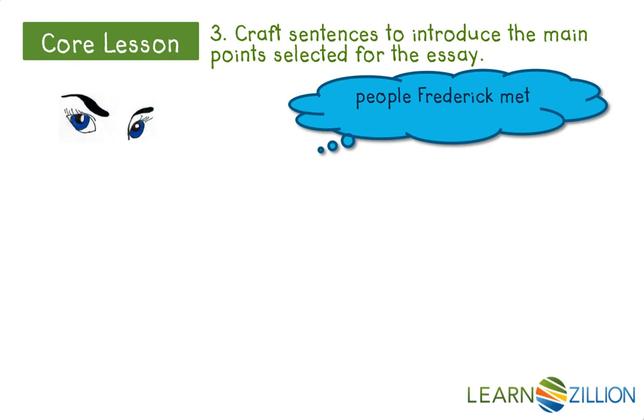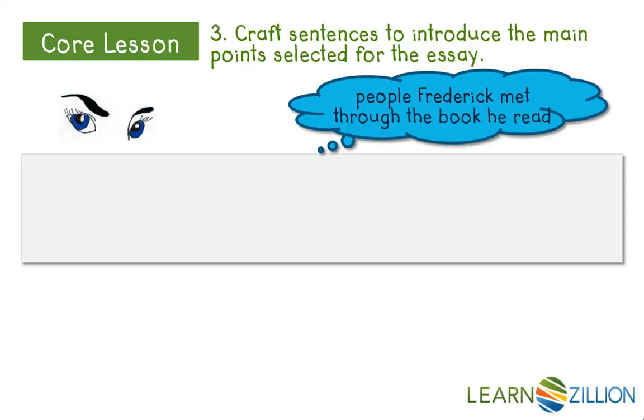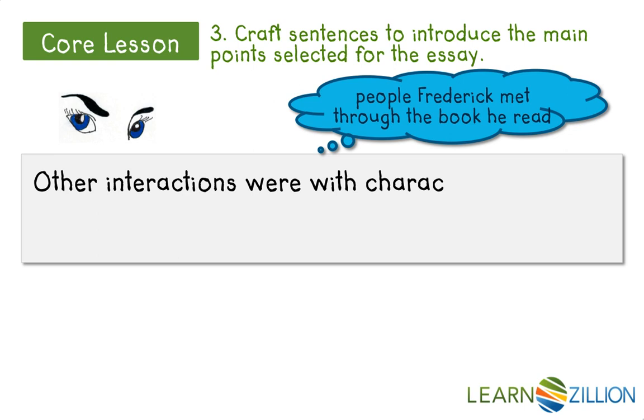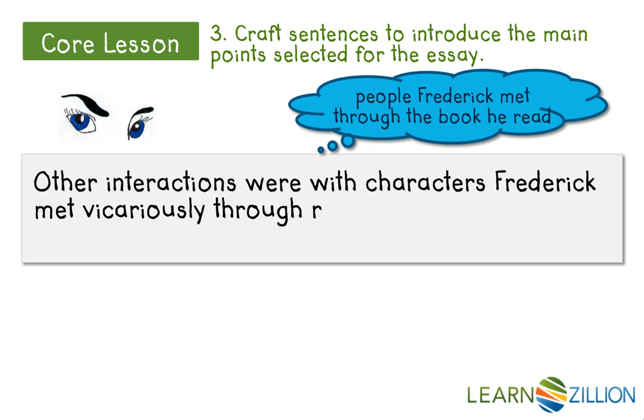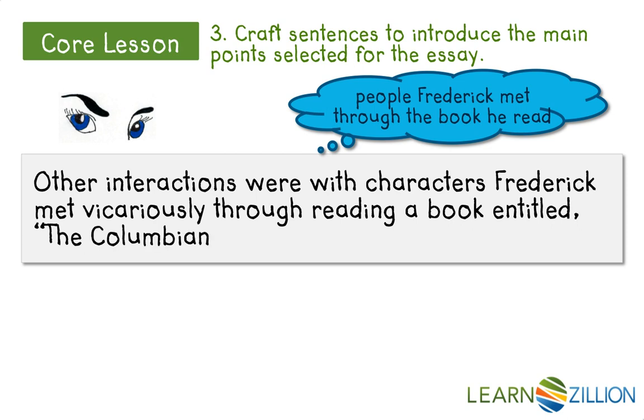I need another sentence about the people Frederick met through the book he read. I need to help the reader understand that these interactions were different from the ones with Mistress Hugh, the boys, and the Irishman. So here's my sentence. Other interactions were with characters Frederick met vicariously through reading a book entitled The Columbian Orator.